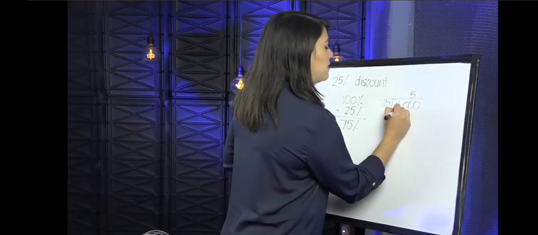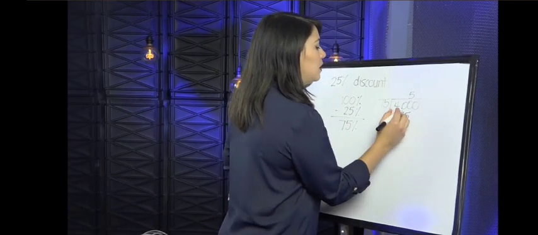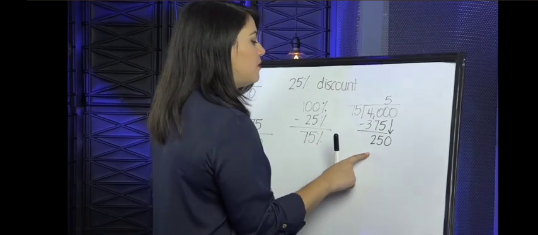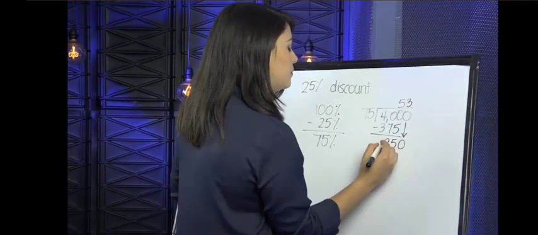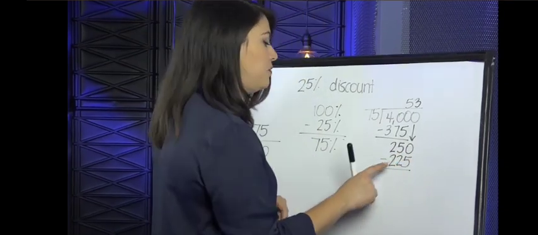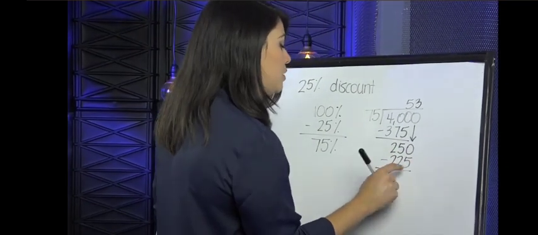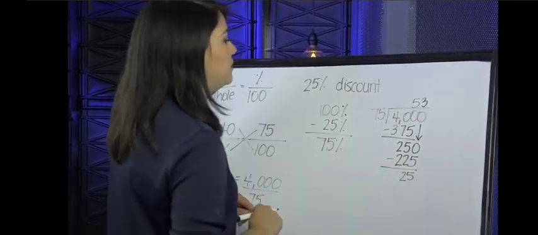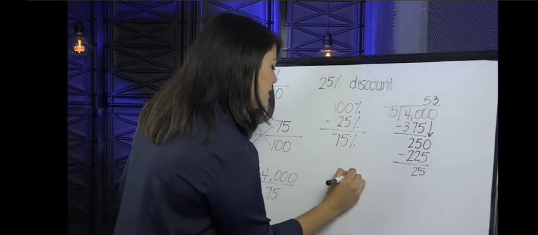75 goes into 400 5 times. 75 times 5 is 375. 400 minus 375 is 25. Now we can bring down the 0. 75 goes into 250 3 times. 75 times 3 is 225. 250 minus 225 is 25. If we bring down another 0, we'll keep repeating the 3. So let's go ahead and leave it at 53. So the original price of the dress was $53.